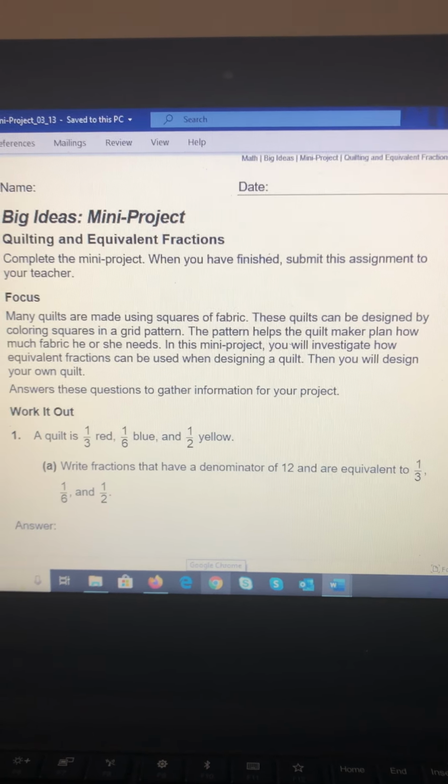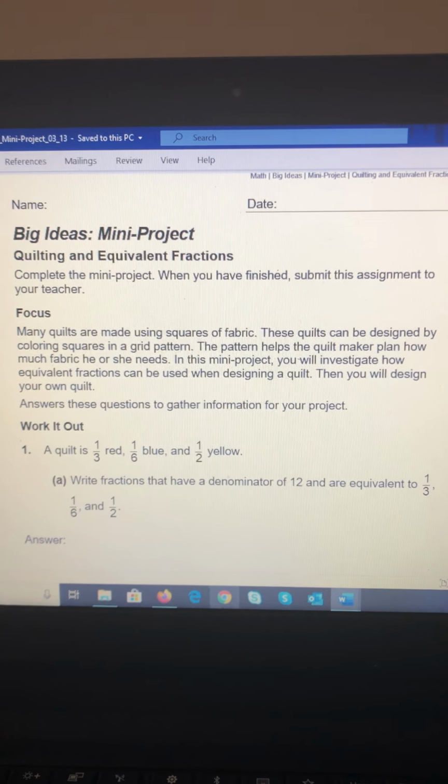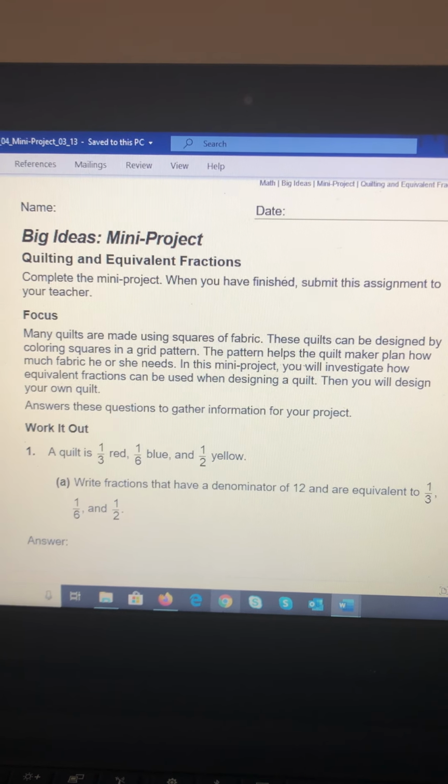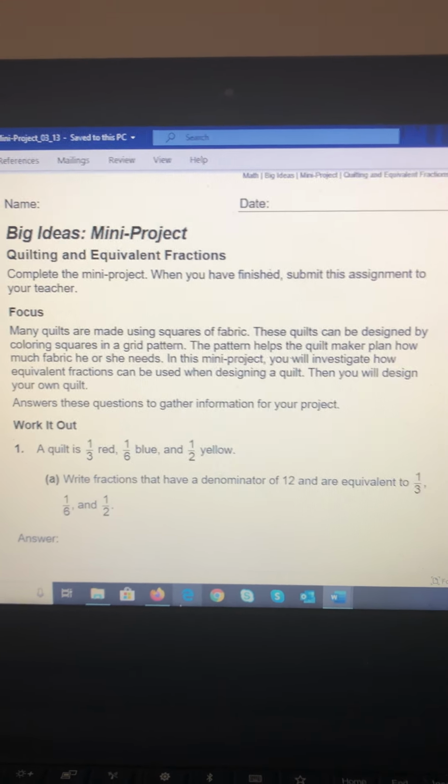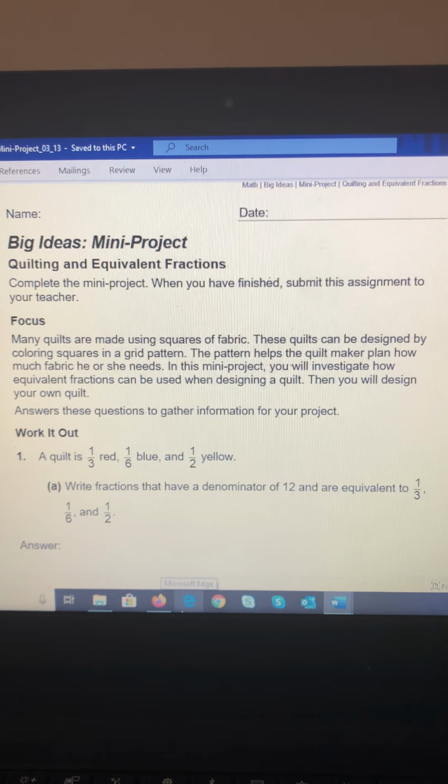This is your math work sample that you have coming up that's due. And let's take a look. This work sample is about equivalent fractions. So the directions say complete the mini project. When you have finished, submit this assignment to your teacher.